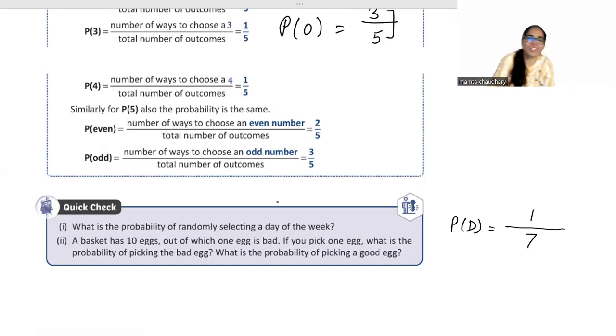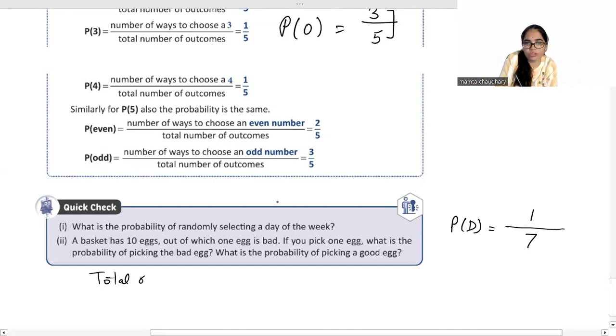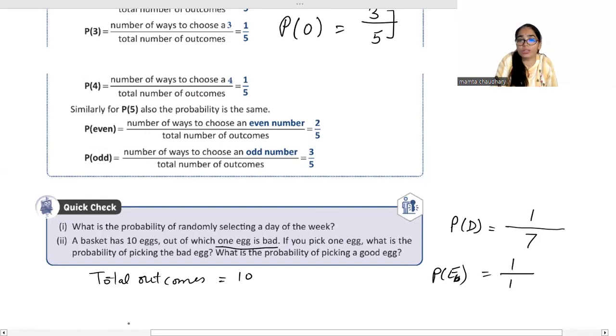Second, a basket has 10 eggs, out of which 1 egg is bad. So the total outcomes are 10. Now, you need to find the probability of picking the bad egg. It means the event is the bad egg, here I'm writing B. How many bad eggs are there? There is only 1 egg which is bad. So favorable is 1 and total is 10.